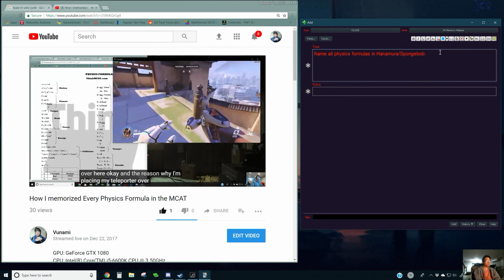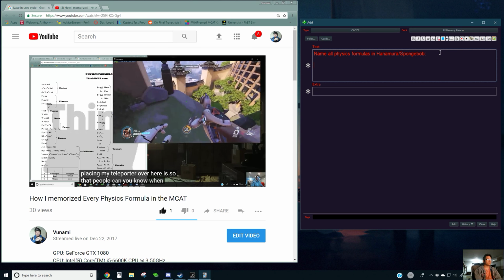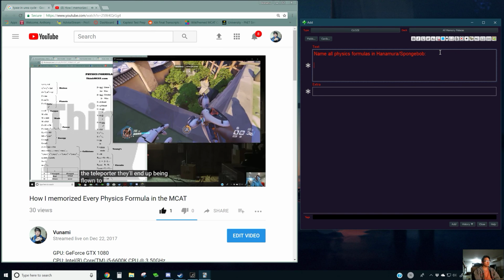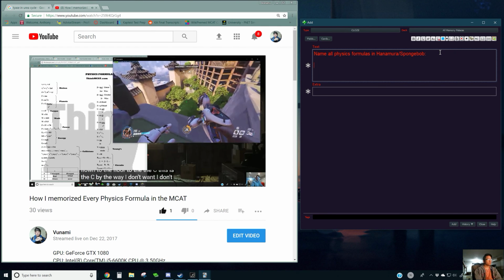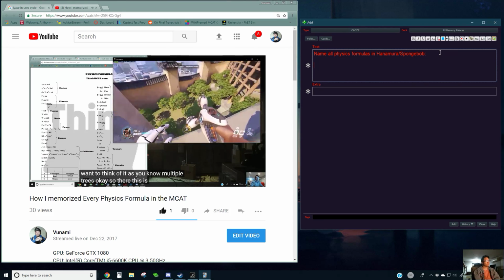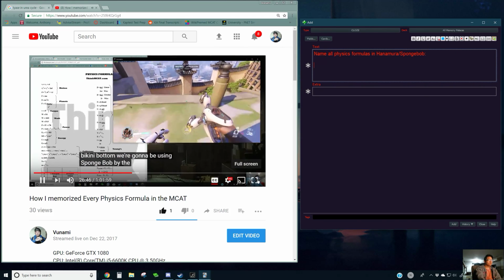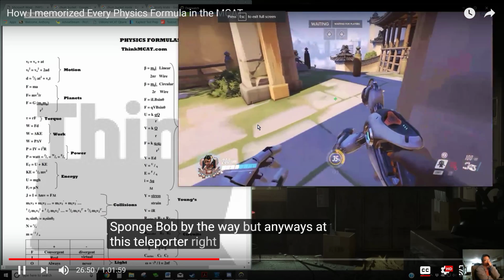And the reason why I'm placing my teleporter over here is so that when people use the teleporter, they'll end up being flown to the floor, to the sea. This is the sea, by the way. I don't want to think of it as multiple trees. Okay, so this is the sea, the Bikini Bottom. We're going to be using SpongeBob out there. But anyways, at this teleporter, right?